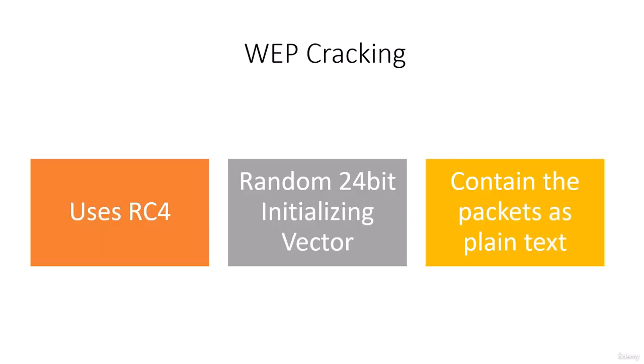So the first encryption that we're going to talk about is WEP cracking, or breaking WEP. It's the oldest one and the easiest one to break, but we still need to learn how to break it, because you will see networks that still use it. WEP encryption uses an algorithm called RC4.